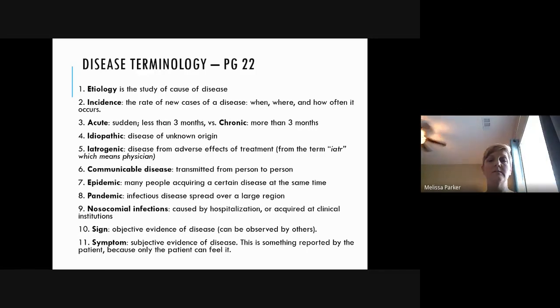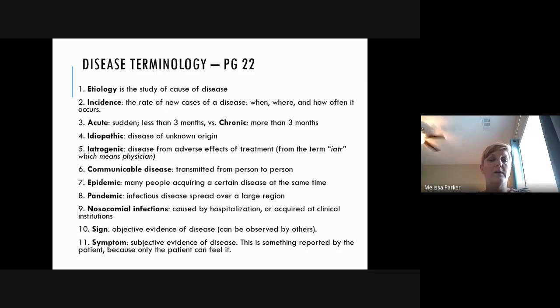The other one is incidence. So the incidence is the rate of new cases of a disease, when, where, and how often it occurs. So that could be something like diabetes, right? It's not a new disease. However, there may be new cases that are happening due to our lifestyles. And so the rate of those new cases would be the incidence.